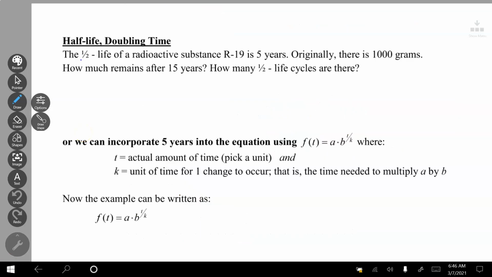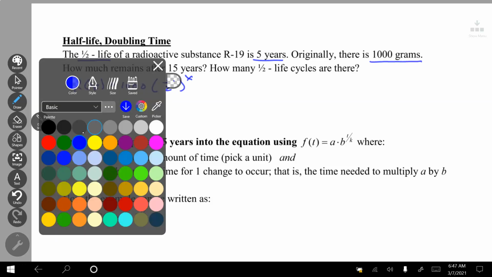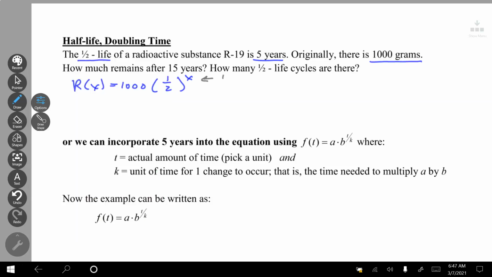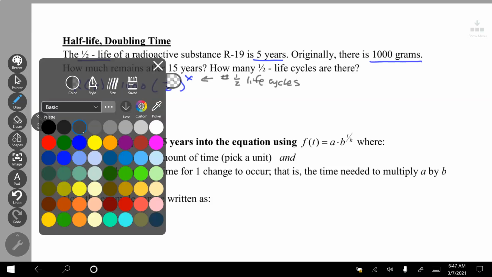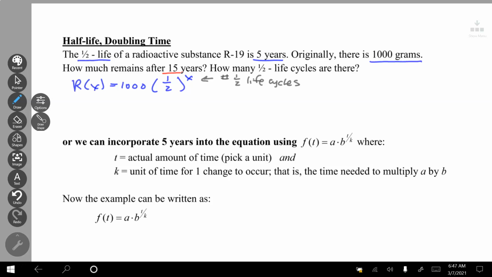So if I read this problem, I see the half-life of this substance is 5 years, and originally there's 1,000 grams, so I could just write it like this to begin with. 1/2 to this x, where this stands for the number of half-life cycles. So my question is, how much remains after 15 years? Well, 15 years divided by 5 gives me 3 half-life cycles.